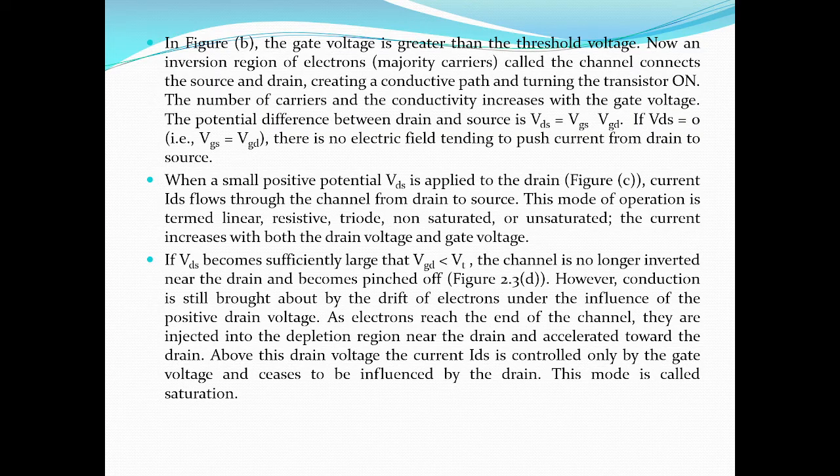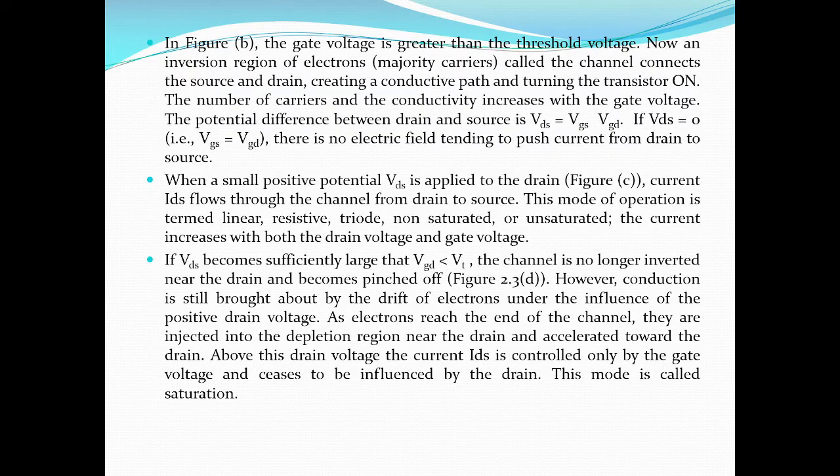When a small positive voltage VDS is applied to the drain, current IDS flows through the channel from source to drain. This mode of operation is termed linear, resistive, triode, non-saturated or unsaturated. The current increases with both the drain voltage and gate voltage.